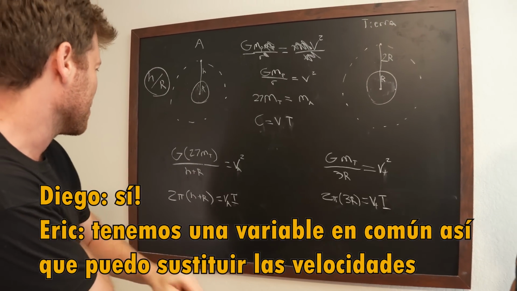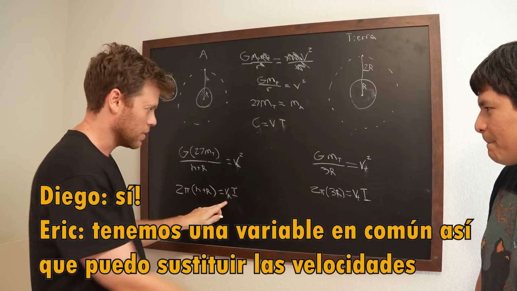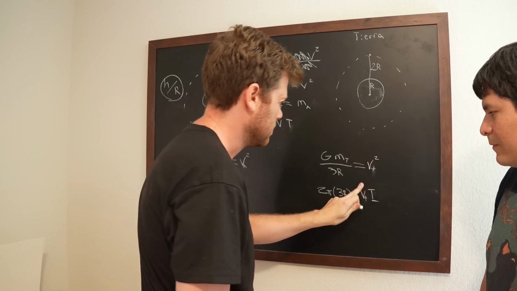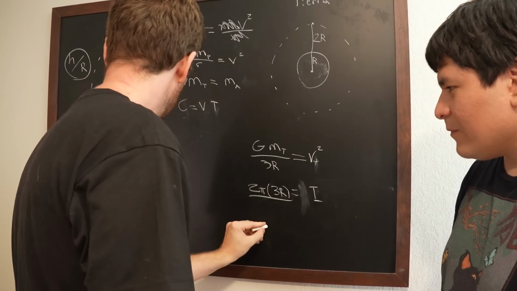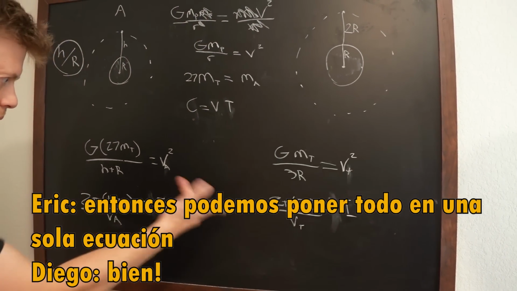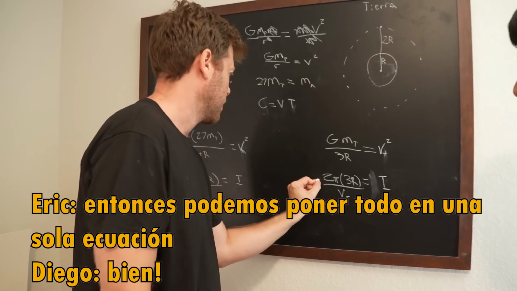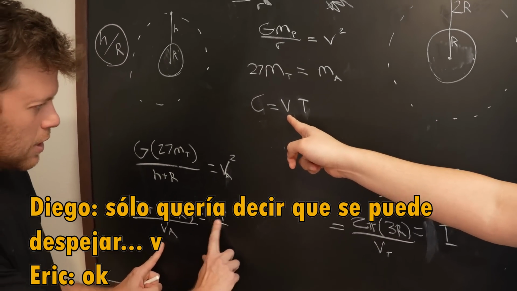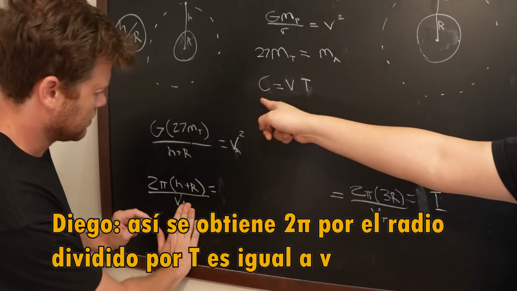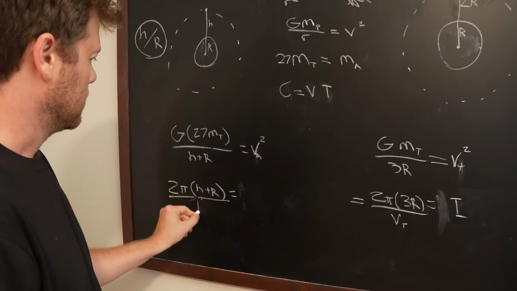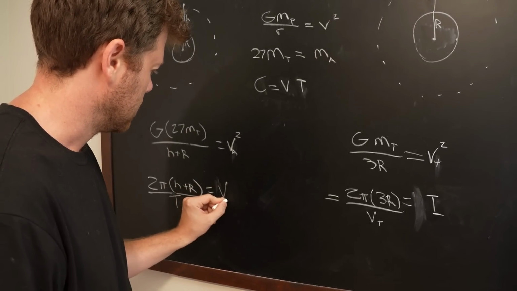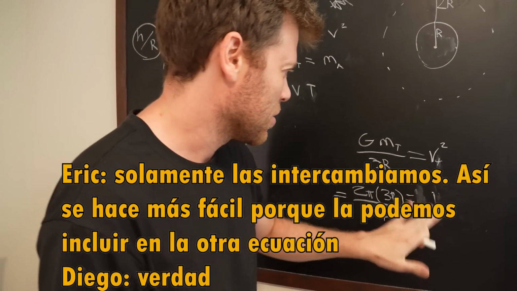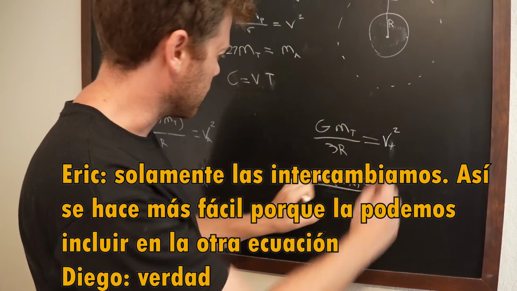So we have a common variable. Yes, we have a common variable, so I can go ahead and move the velocities over. So I can do this. And we can just turn them into one equation. All right. Good. I was gonna point out that you can probably just solve for v here. Okay. So you get radius, 2 pi radius over t equals v. Better. This gives me a. No, it's not squared. It's not that equation. Excuse me. So we just swap it. It's a little bit easier, so we can directly put them in there.